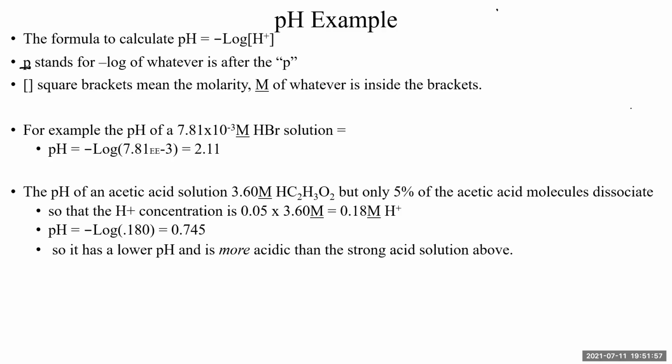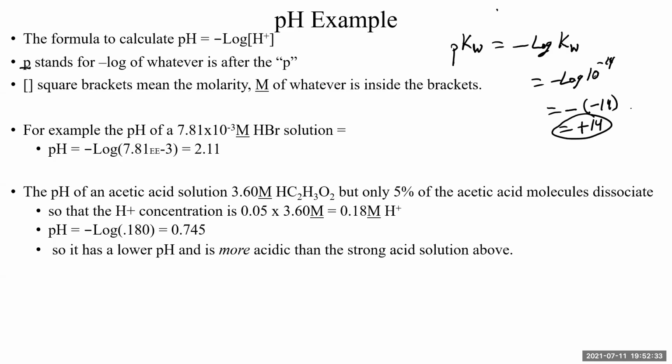P, by the way, generally stands for just take the negative log of whatever happens to be in front of P. If it's pH, take the negative log of hydrogen ion molarity. If it's pOH, take the negative log of hydroxide ion. If it were, for example, pKa, you would take the negative log of whatever the Ka value is, or pKw. pKw equals the negative log of Kw, which would be the negative log of 10 to the minus 14, which would be what? Well, logs count powers of 10, right? So that would be negative 14, that would be positive 14. So the pKw, the auto dissociation constant of water, would be 14. It would just tell you the reverse value of the exponent.